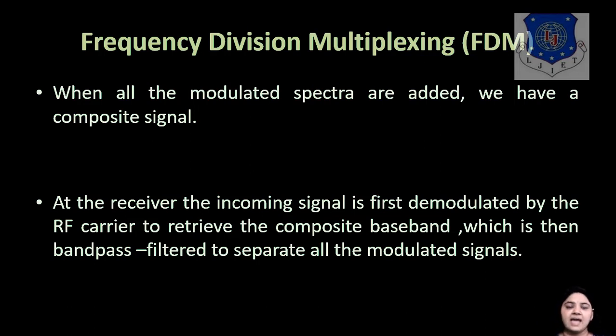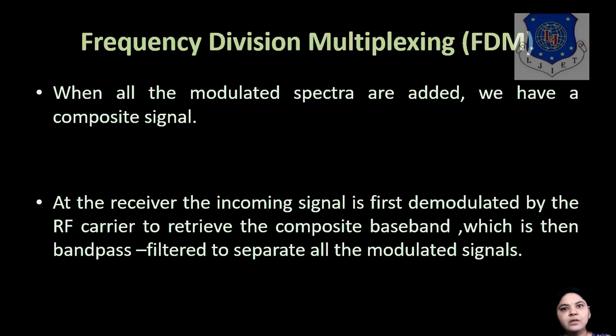Now at the receiving end, what should I do? I need to demodulate it, because this is a modulated signal. I need to demodulate the signal to collect my original signal. So at the receiving end, the incoming signal is first demodulated by the RF carrier to retrieve the composite baseband signal, which is then band passed. Now the composite baseband signal is retrieved, and this composite signal consists of F1, F2 and F3.